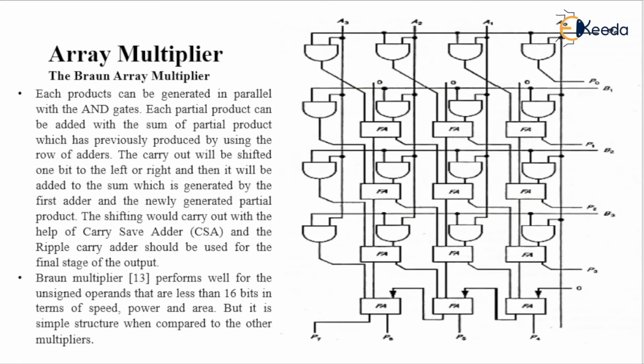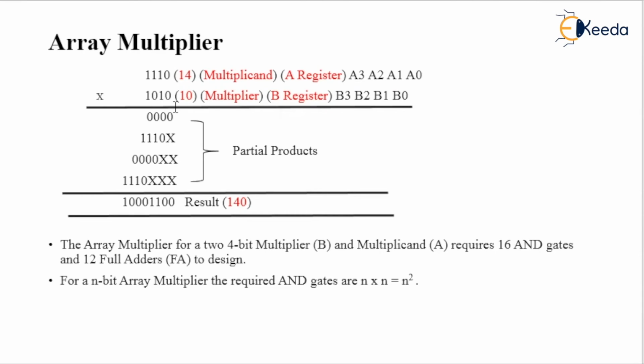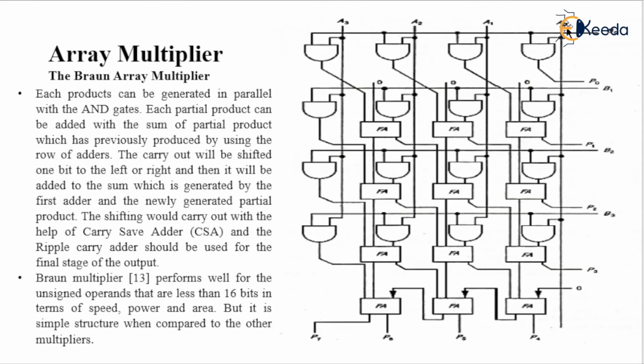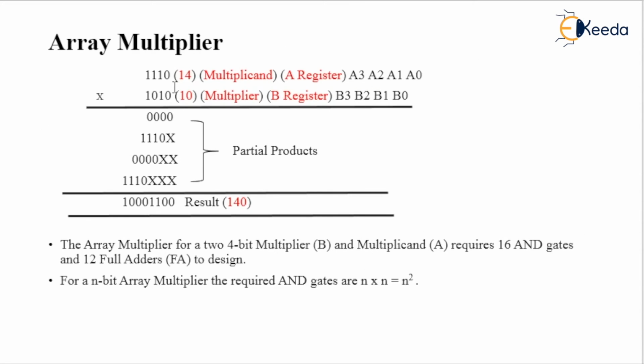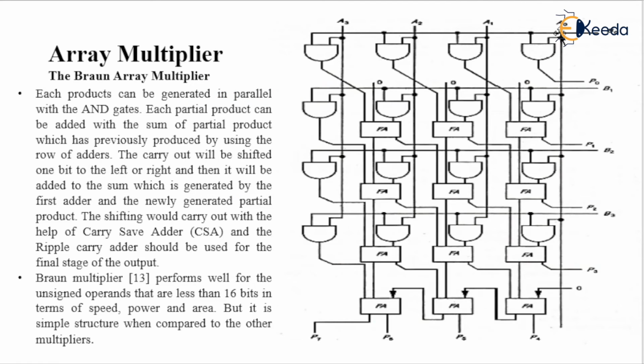So is it clear to you? What I am going to say here is, the B naught bit is multiplying with A naught, with A1, with A2, and with A3. The same thing I am showing here. See this: B naught with A naught, B naught with A1, B naught with A2, B naught with A3. So the same thing is shown here.